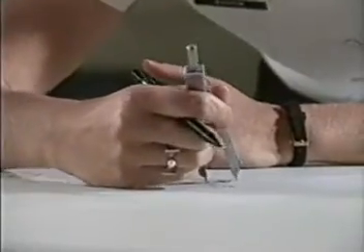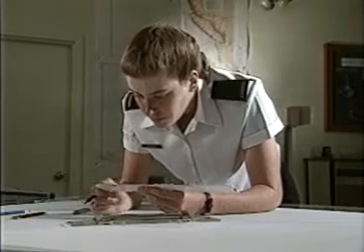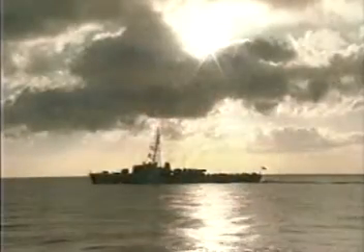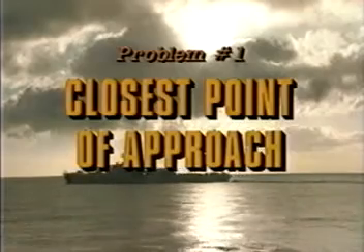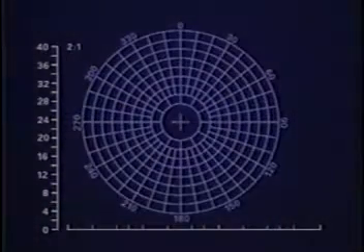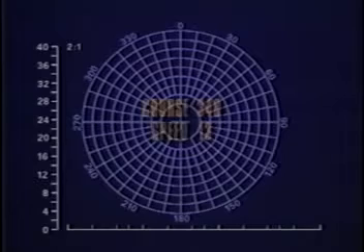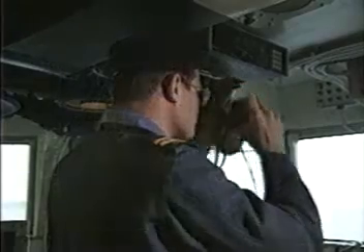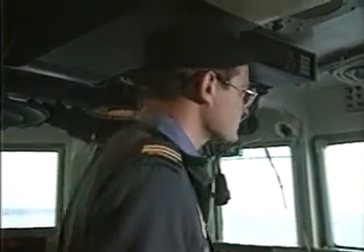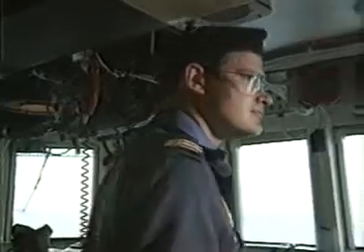The following examples will show you how to use speed triangles to solve the 4 basic types of relative velocity problems. The first of these is called a closest point of approach problem. A radar contact is gained bearing 030 degrees at 12 miles. The contact's course is 220 degrees at a speed of 12 knots. Your own ship's course is 340 degrees at a speed of 13 knots. The officer of the watch will need to know where and when the closest point of approach, or CPA, will occur.